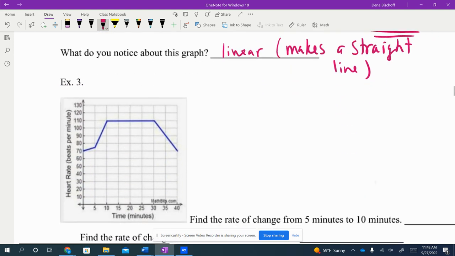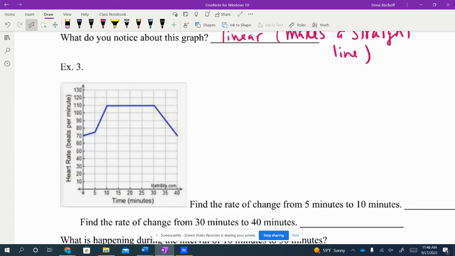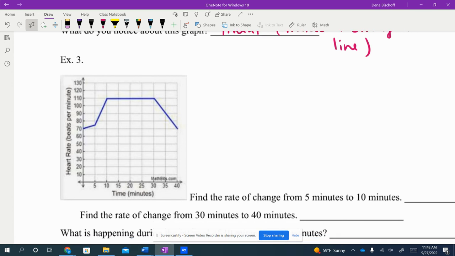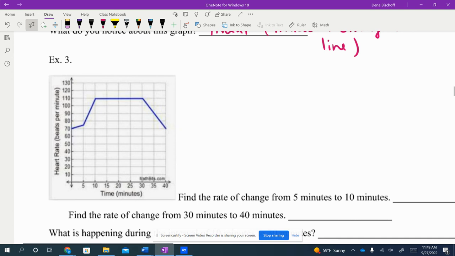All right. Is graph number 3 linear? No, it's made up of a bunch of line segments. There are segments in there that are straight, but it's not a linear function. So we're going to find the rate of change in intervals. We're looking at intervals of time. My first time interval is from 5 minutes to 10 minutes.